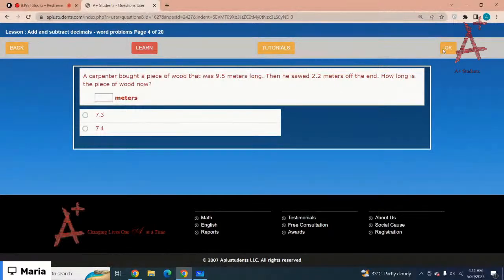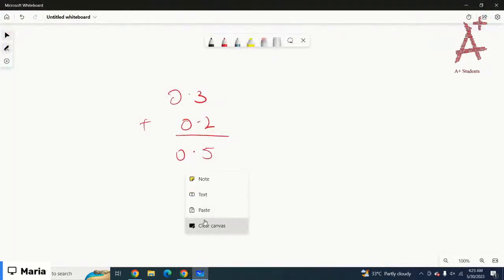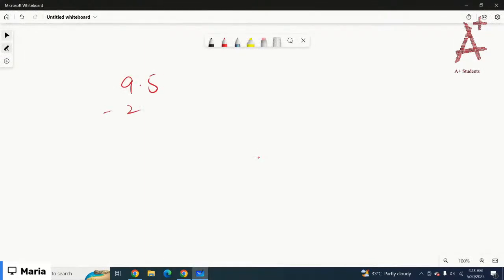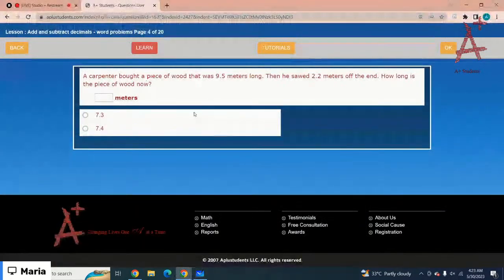Okay, a carpenter bought a piece of wood that was 9.5 meters long. Then he sawed 2.2 meters off the end. How long is the piece of wood now? So you have to subtract 9.5 minus 2.2. 5 minus 2 is 3, 9 minus 2 is 7. It would be 7.3. That means the piece of wood is 7.3 meters long.